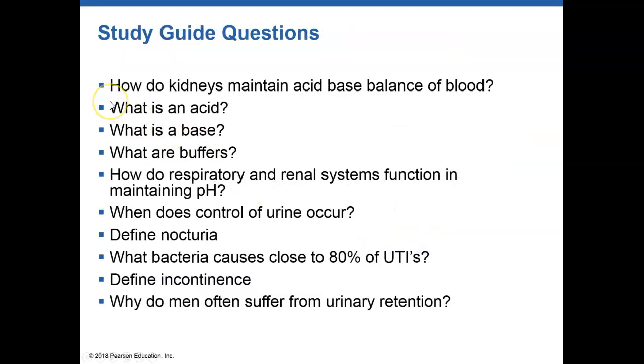So at this point, you should be able to tell me how kidneys help to maintain acid-base balance of the blood. What is an acid? What is a base? And what is a buffer? How does the respiratory and renal system function in maintaining pH, which I kind of talked about? When does control of urine occur? What is nocturia? What bacteria causes the majority of our UTIs, which I mentioned? What is incontinence, and why do males suffer from urinary retention?